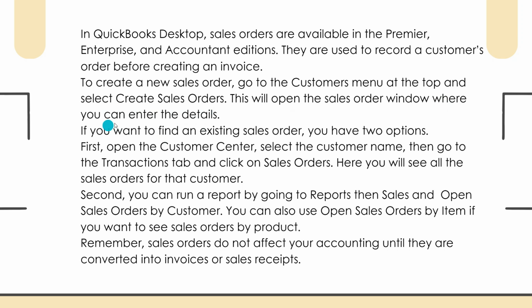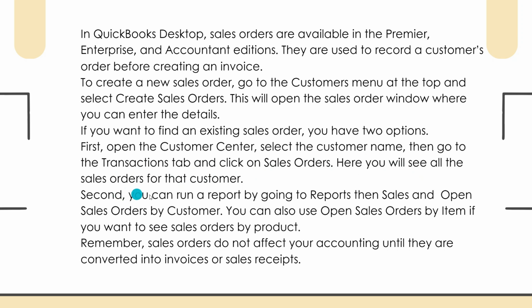If you want to find an existing sales order, you have two options. First, open the Customer Center, select the customer name, then go to the Transactions tab and click on Sales Orders. Here you will see all the sales orders for that customer.